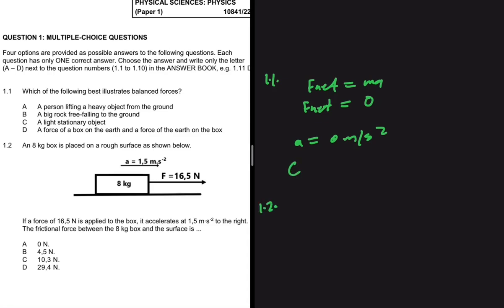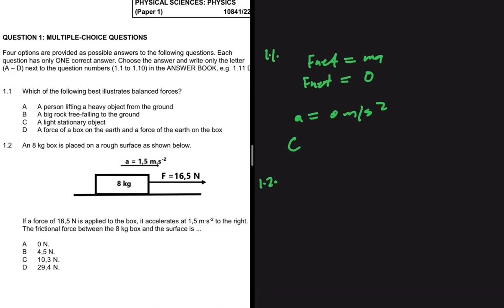Let's look at 1.2. An 8 kg box is placed on a rough surface as shown below. If a force of 16.5 Newton is applied to the box and it accelerates at 1.5 meters per second squared to the right, the frictional force between the 8 kg box and the surface is... So again, back to the basics, F net is equal to ma. Let's sketch a free body diagram for the object real quick. We just have the force that is applied, which is equal to 16.5 newtons, and we have some frictional force, which is what we're looking for.